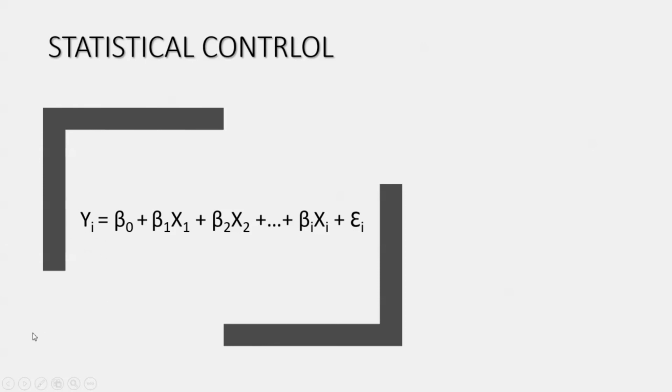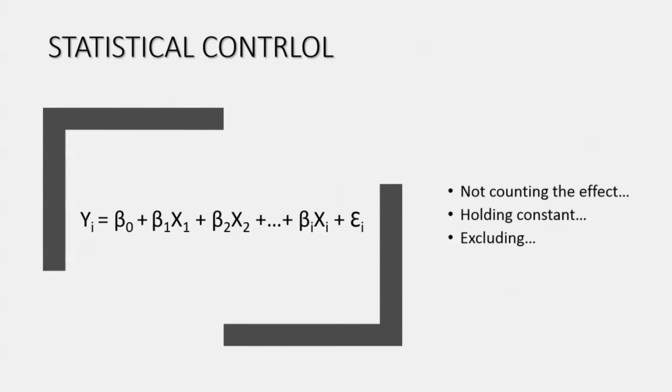So when we apply statistical control, what we're saying is we are looking at the effect of each and every one of these independent variables or factors individually on the dependent variable, holding everything else constant. That is, not counting the effect of the other independent variables, not counting the effect of the other factors, excluding any effect from the other factors. That's what we mean by statistical control.